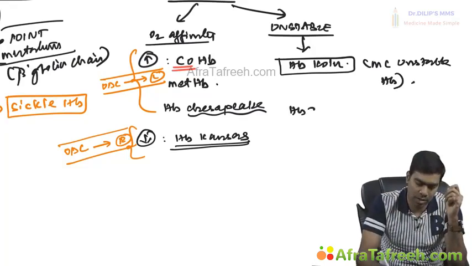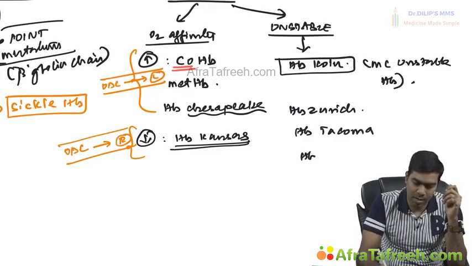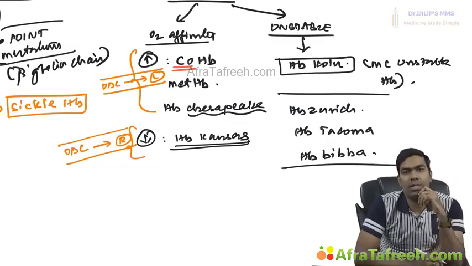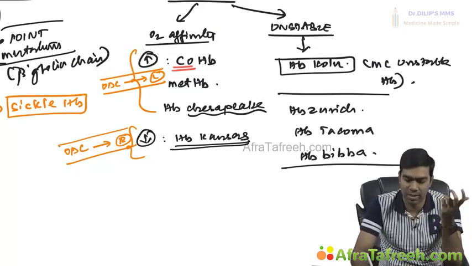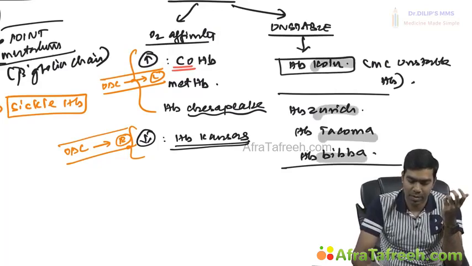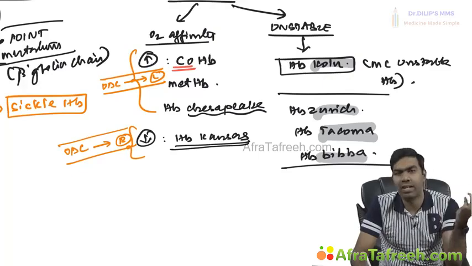Similarly, you have a lot of other hemoglobins like HB Zurich, HB Tacoma, HB Bibba. A lot of unstable hemoglobins are there which are extremely rare, and they are named only after identifying these hemoglobins from a particular place. These are all place names, isn't it? So it's a very, very rare thing.